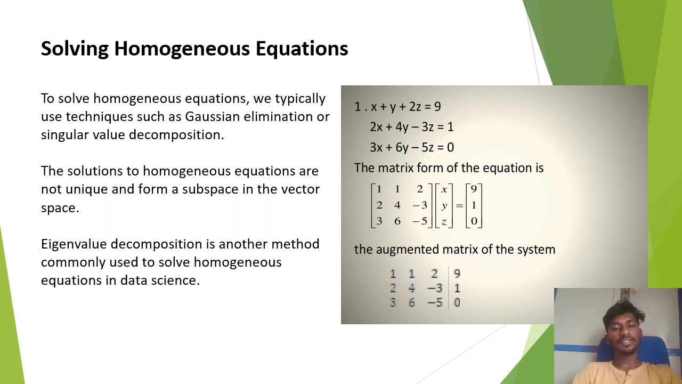Solving homogeneous equations. To solve homogeneous equations, we typically use techniques such as Gaussian elimination or singular value decomposition. The solutions to homogeneous equations are not unique and form a subspace in the vector space. Eigenvalue decomposition is another method commonly used to solve homogeneous equations in data science.